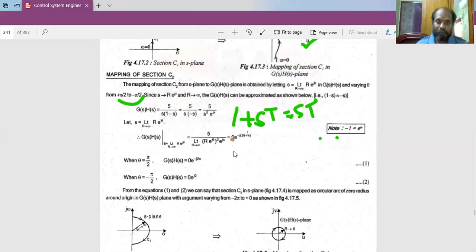Anything by infinity becomes 0. This 2 multiplied inside will become 2 theta, j 2 theta. If it goes up, it will be minus j 2 theta. This also goes up, minus j pi. Combine it, you will get e power minus j, take it common, 2 theta plus pi.